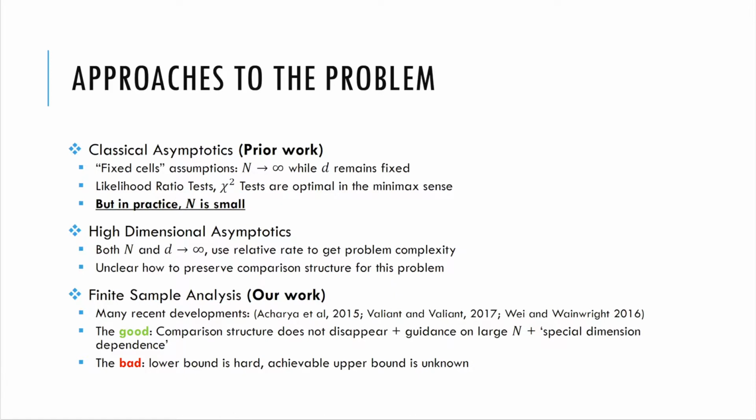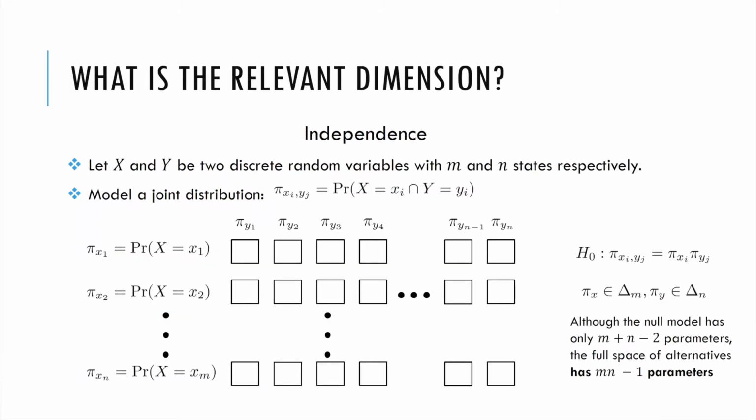The upside of using our finite sample approach is that the comparison structure doesn't disappear. It gives us guidance on how many samples are necessary to perform a test reasonably well, and it also reveals the special interaction between the comparison structure and what exactly the dimension is of the IIA testing problem. The downside is that the lower bound is analytically very thorny. And we've had to make a couple limiting assumptions that ended up being not so limiting in order to perform the analysis. And also currently we have no achievable procedure that achieves our lower bound, and that's room for exciting future work.